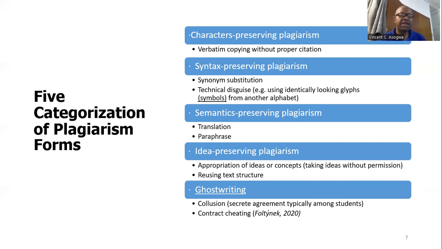The next category is semantics preserving plagiarism. In this case, an example is translation, where you translate someone's words or ideas, or even text or music, from one language to the other. You can translate a text from Igbo to English, or from English to Yoruba, or Hausa, or Latin, or Siswati, or Zulu even, or any other language you can think of. Now, that is a form of plagiarism.